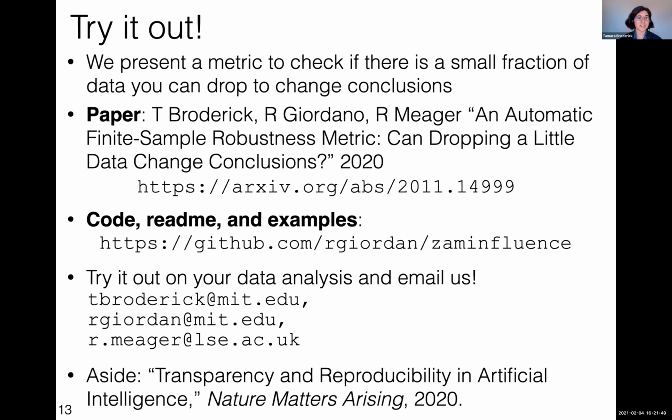And I really want to direct you to the code. It would be lovely if you would try it out. Again, I want to emphasize my fantastic postdoc, Ryan Giordano. That's the R. Giordano that you're seeing in this GitHub repo. ZAM influence stands for Z-estimator approximate maximum influence, because remember this works for Z-estimators. It's a fun name, and it would just be fantastic if you tried this out.